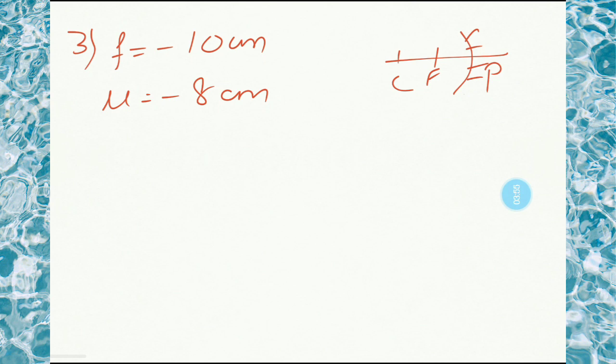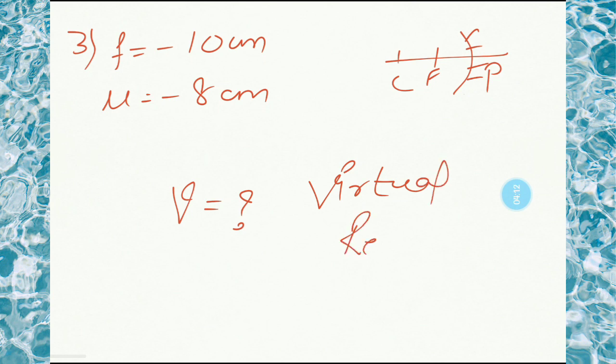Then position and nature of the image. Position and the nature of the image is nothing but you have to tell your image distance and also whether it is virtual or real. So how do you tell whether it is virtual or real? When you find out v, if it is positive, it is a virtual one. If it is negative, it's a real one. Don't worry, I'll give statements after this. Last, I'll give statements.